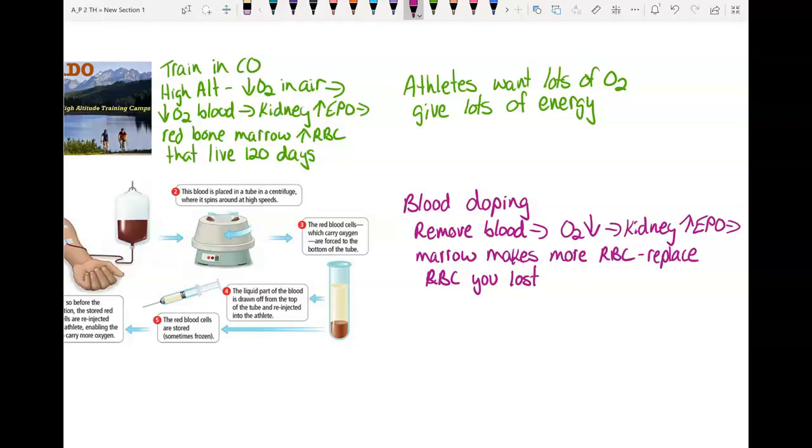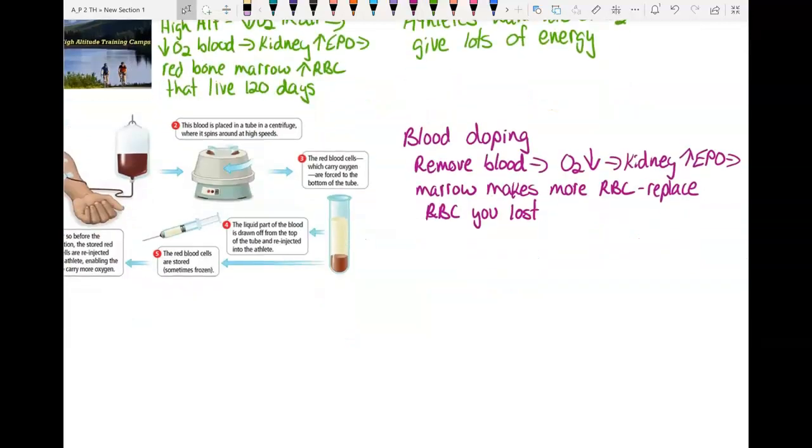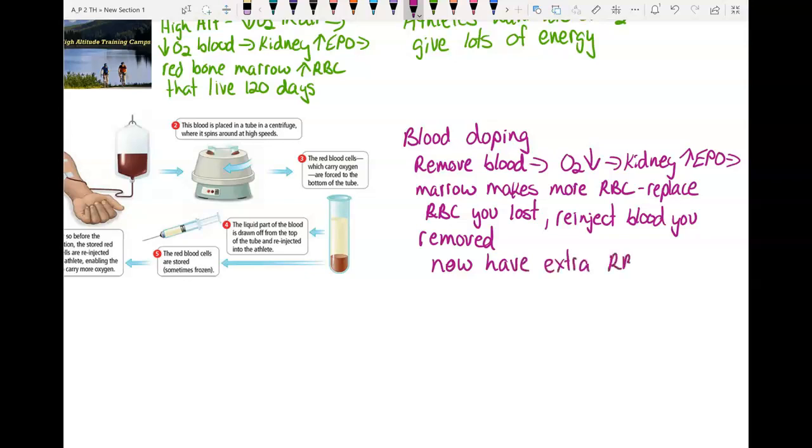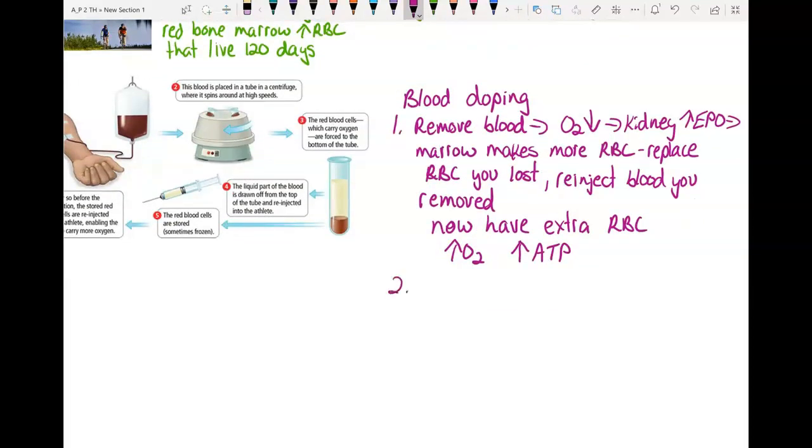Here's the trick, is when you removed your blood, you didn't just throw it away. You put it in the refrigerator. So now that you've replaced the ones you lost, you re-inject the blood you removed. Now you have extra red blood cells. And those extra red blood cells will give you more oxygen so that you can have more ATP for your athletic event.